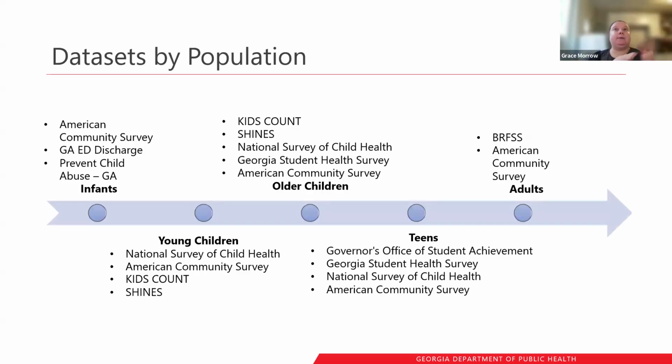Now this is a beautiful little flow chart of these same data sets listed here, but organized by the population that they provide data on. Another way, when you're thinking about your audience or about the data questions you're asking, is that you want to know who this data is talking about. This is a quick way for you to look at reliable data sources for the state of Georgia that we have on our website.